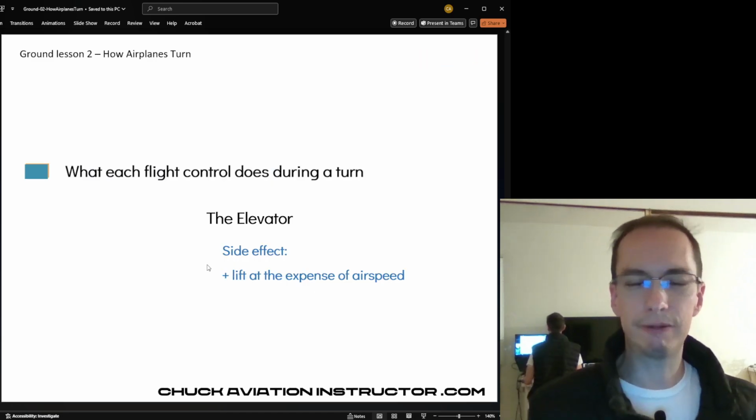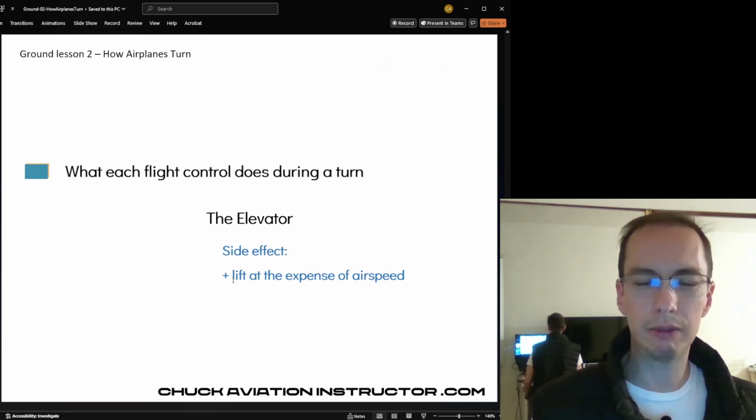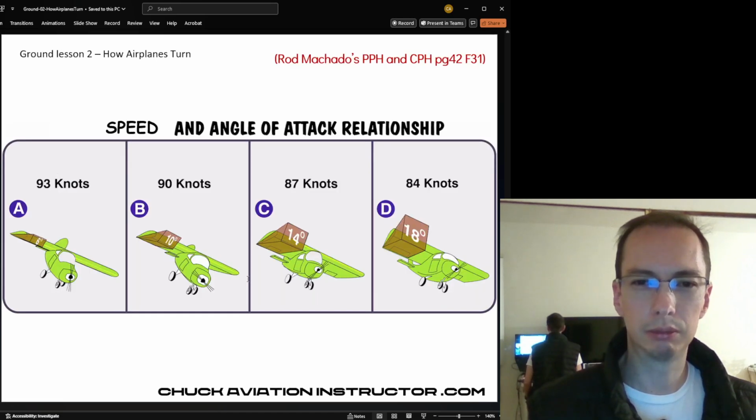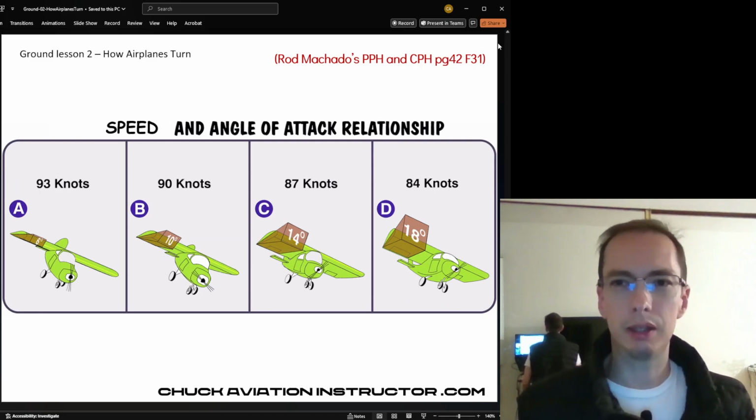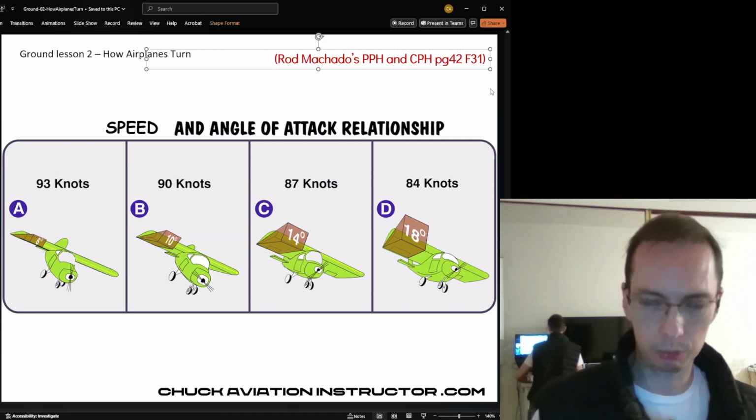So here's one side effect of using the elevator. If you use the elevator for a long period of time, you will maintain altitude all right, but your airplane will slow down. You see, this is another image that I edited from Rod Machado's.